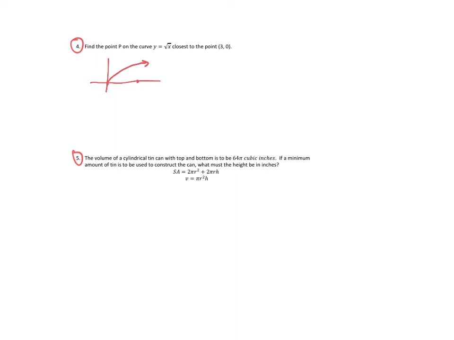I'm going to put the point 3, 0 on my x-axis, and I'm just going to throw this ordered pair of x comma y here. Right? We are trying to minimize this distance right here, which means we are trying to minimize our distance formula. Distance formula is x2 minus x1 squared plus y2 minus y1 squared, and square root of all of that.